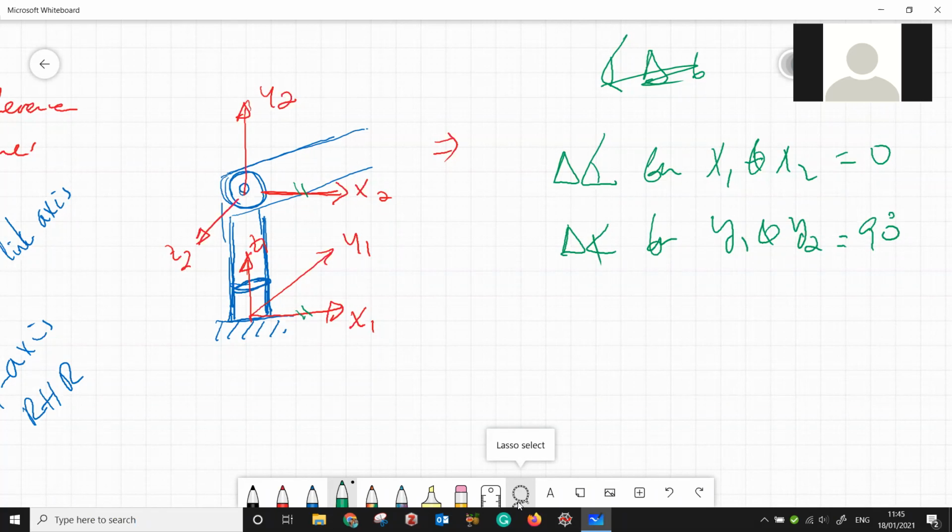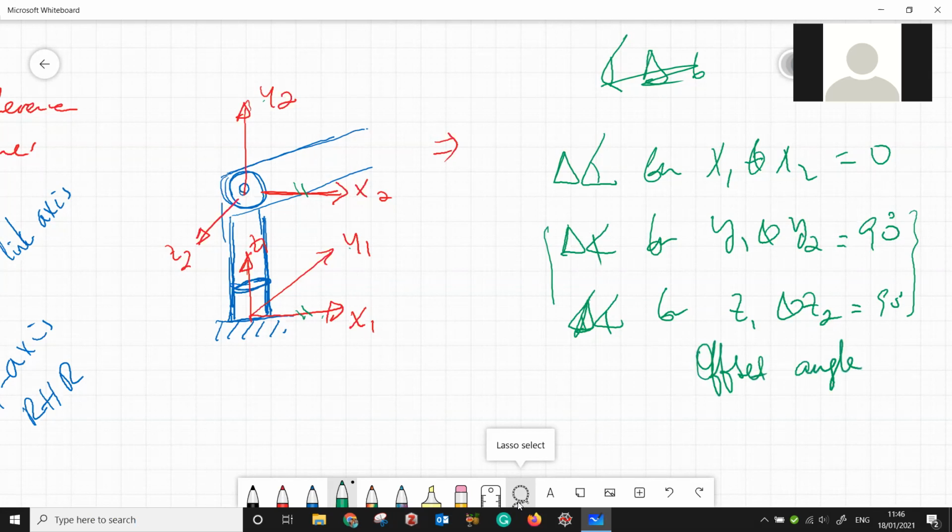Good, great. The third one is the change of angle between z1 and z2. It's also 90 degrees, right? Okay. Now these angles are offsets. So between y1 and y2, and z1 and z2, there is an offset angle. We call it the offset angle.